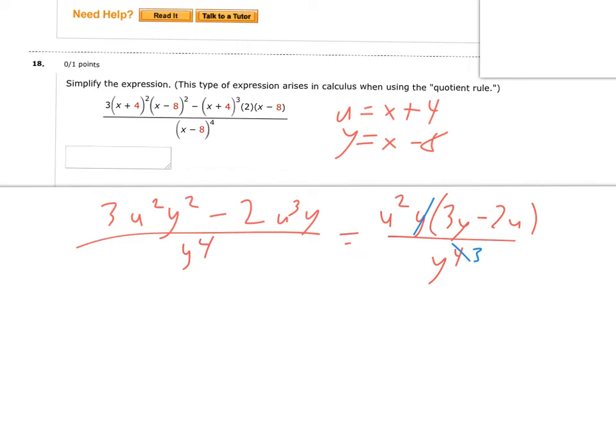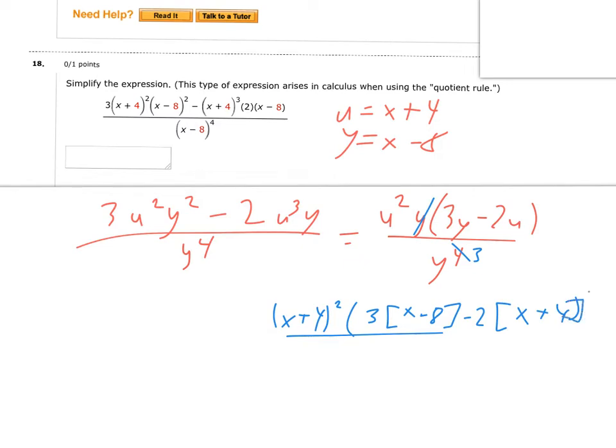And so now I can plug everything back in. So I have x plus 4 squared. And then in here I have 3, and I'm going to do a bracket for x minus 8. And then minus 2 with another bracket for the x plus 4. And then that is going to be all over x minus 8 to the third.